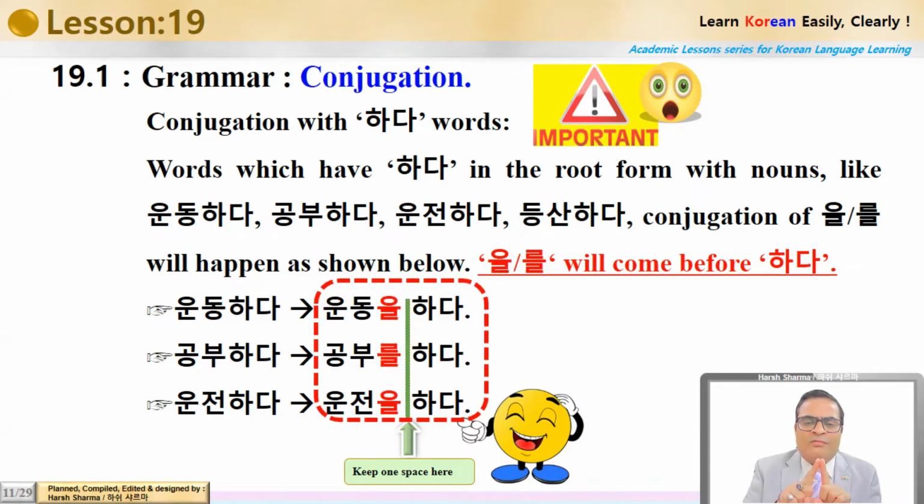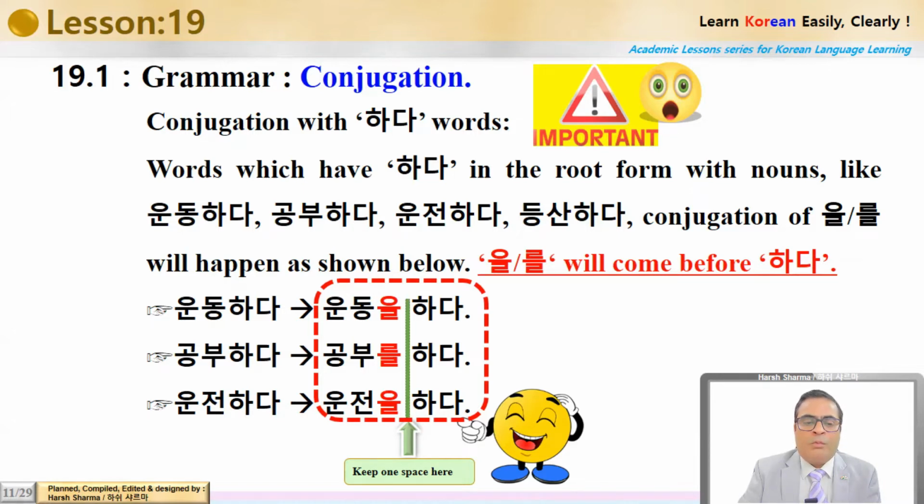The conjugation of ul and rul will happen. You can see, ul or rul will come before hada. That is very important, because this is the mistake which students continuously repeat at the beginner's stage. See the first example, undong hada. With undong hada, when we have to use ul or rul, we add undong ul, one space, then hada.